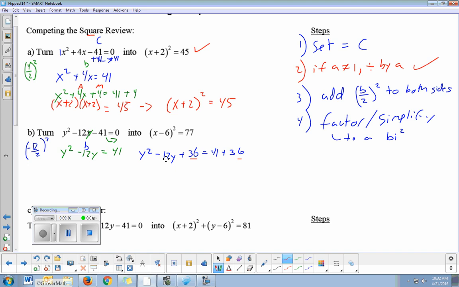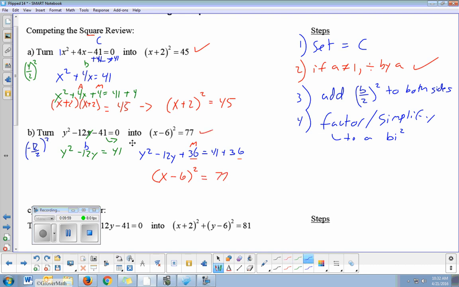Now this is a perfect square trinomial, we can factor it. What multiplies to 36 and adds to negative 12? Like I said, the shortcut is it's just this divided by 2. Negative 6, negative 6. They multiply to positive 36, they add to negative 12. So it's going to be y minus 6 squared equals 77. And that's what I was trying to get here.